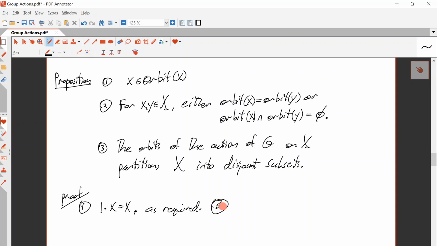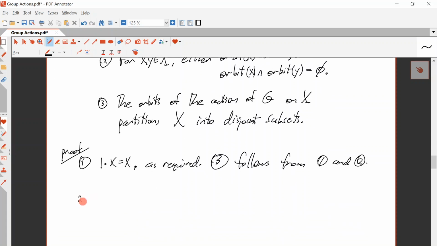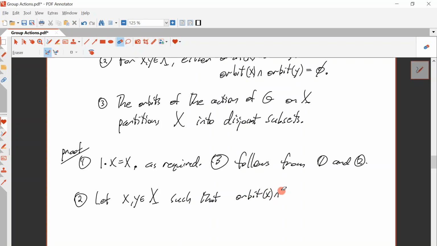3 follows from 1 and 2. So we just need to prove number 2. Okay, so let's take X and Y such that orbit X intersection orbit Y is not empty. I mean, if it was empty, we'd be done.